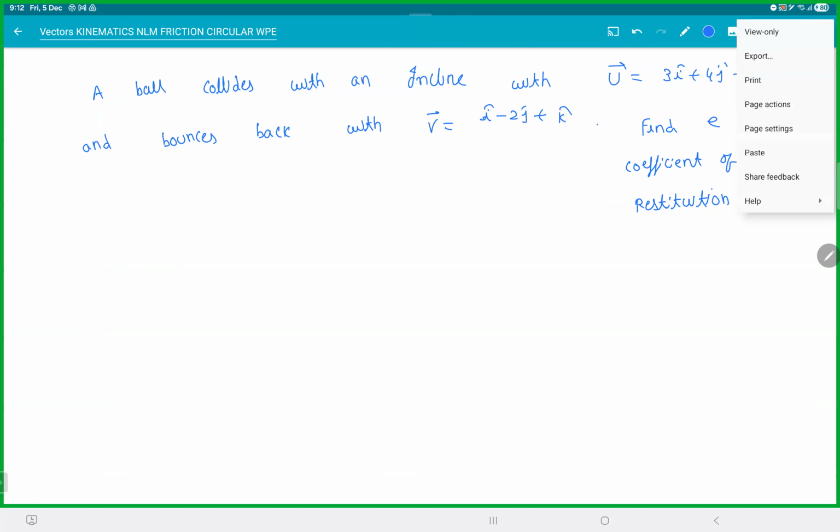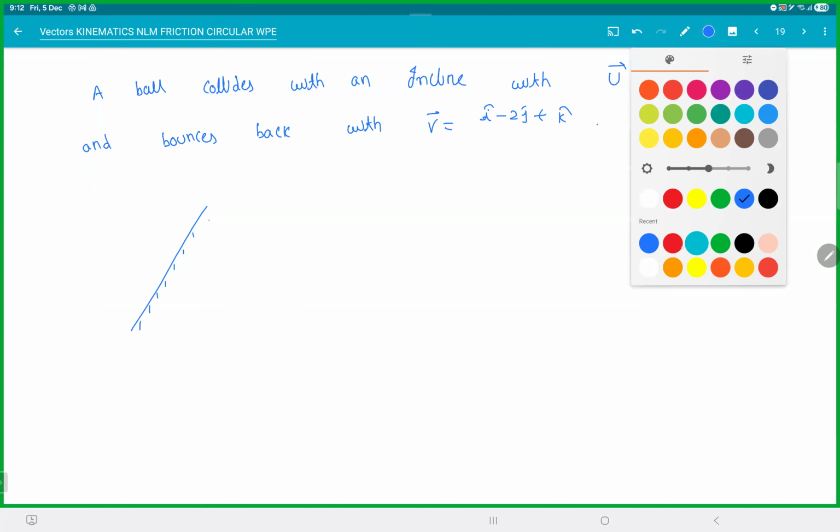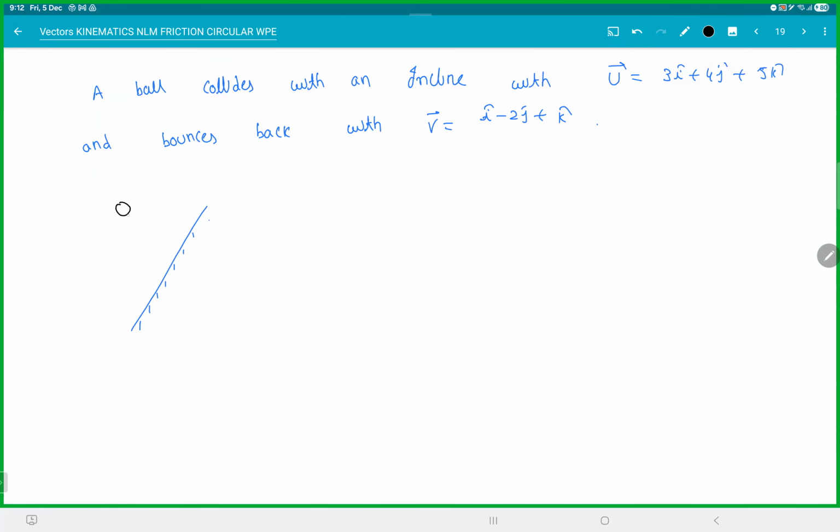Let's see. Listen to this. If you forgot, that's completely fine, but you should know how to derive it in the exam. So let's take some random incline. We don't know how the incline is. And this ball is going with velocity u bar, collides with this and bounces off. This is your v bar.